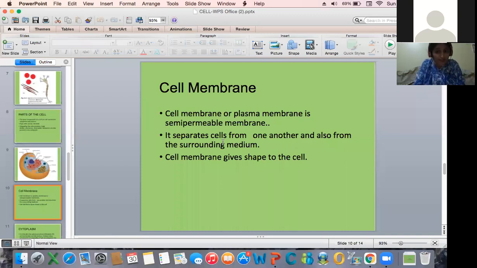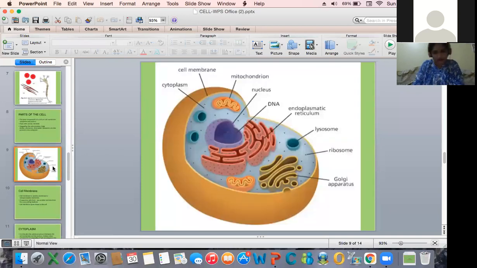Not only that, it even gives shape to the cell. The cell membrane gives shape to the cell, so it is a very, very important part of the cell. It is semi-permeable. It doesn't allow all things to pass into the cell; it allows only a few selected things to pass through. It separates one cell from the other cell, and it gives shape to the cell. So the cell membrane, which is the outermost part of the cell, you now know its importance.